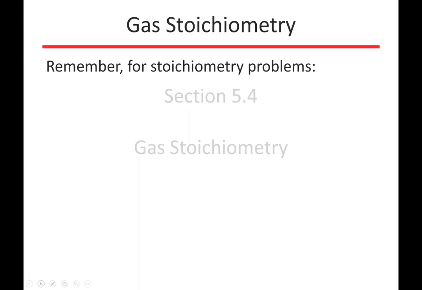In our last example, we talked about how you could use PV equals nRT to find a number of moles of gas. And if you can find moles, then you can do stoichiometry. So let's talk about how to do that now in this section. We've discussed stoichiometry twice before.